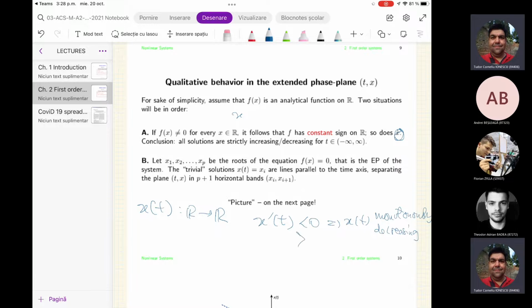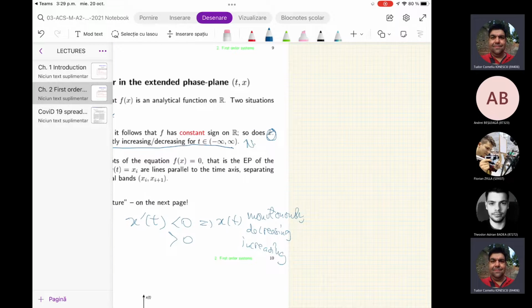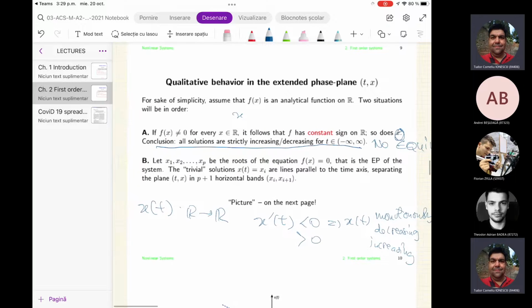The same goes for positive: increasing. True? We know that from basic calculus. Hence, there is no equilibrium point. That's what I'm saying. Since it's strictly increasing or decreasing, no equilibrium. It's always in dynamics.